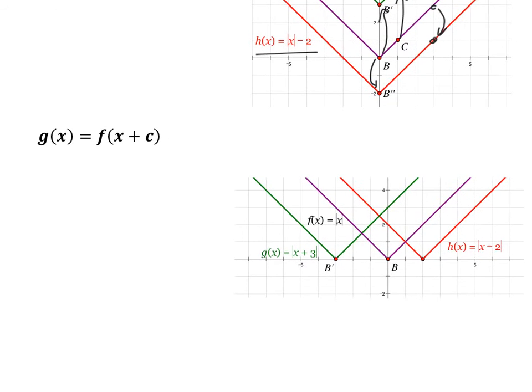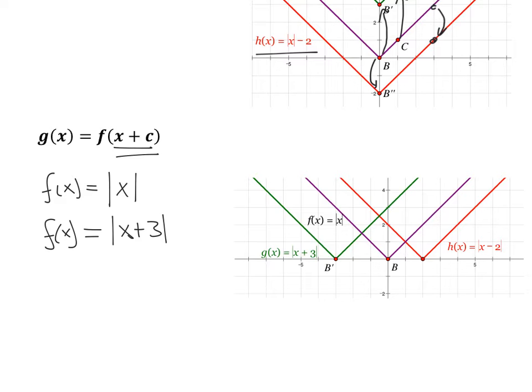Well, what if we take a function and we add a number inside the function? Meaning if we have a function f of x, and let's keep using absolute value of x, what if we take that and we do absolute value of x plus 3? So we're adding something inside the function itself. When we do this plus 3, we take our blue function, which is the graph of f of x, and everything moves left 3.